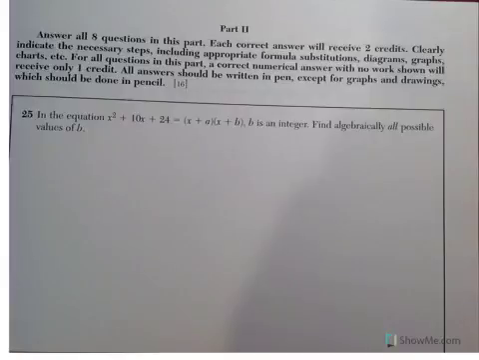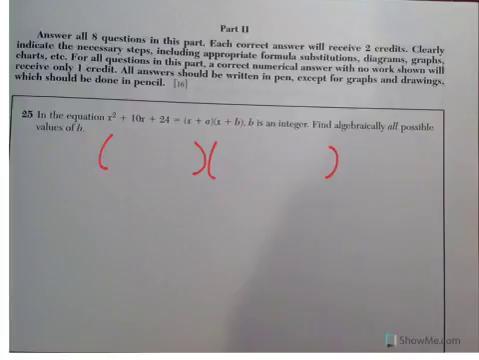Here's August 2014, questions 25 to 28. Question number 25: in the equation x squared plus 10x plus 24 equals x plus a times x plus b, b is an integer. Find algebraically all possible values of b. All they're asking you to do is factor this trinomial.